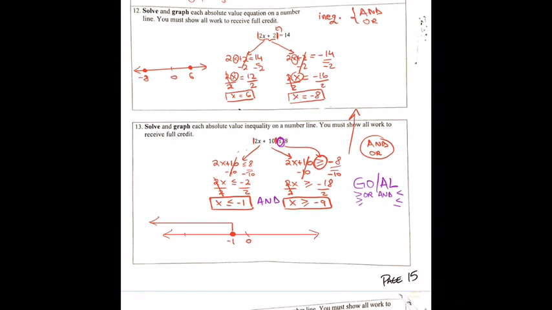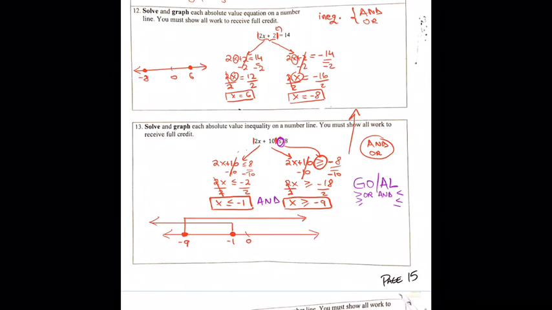Second inequality says x is greater or equal to -9. So I'll put a closed circle on -9. And all the numbers greater or equal to -9 are to the right of it.